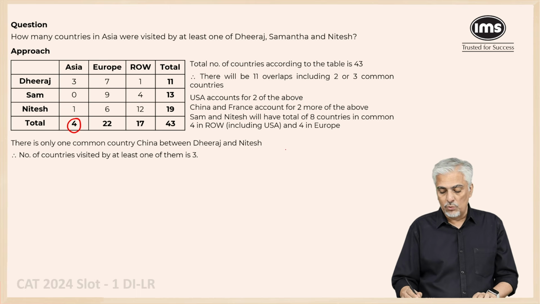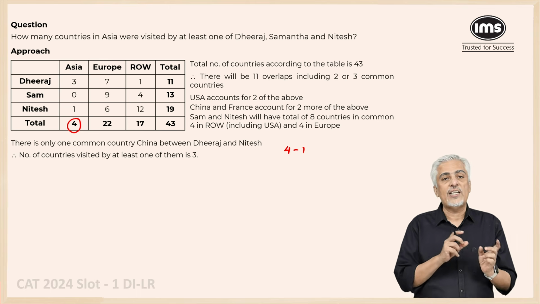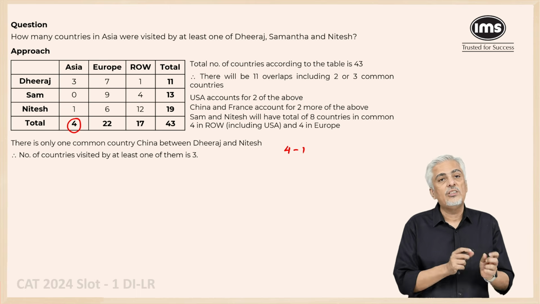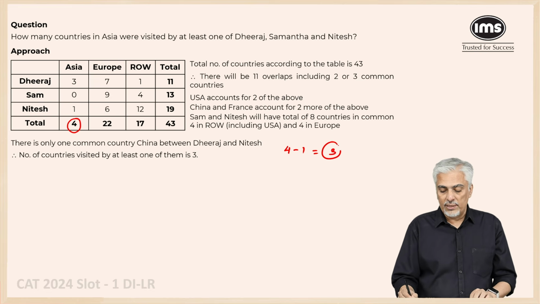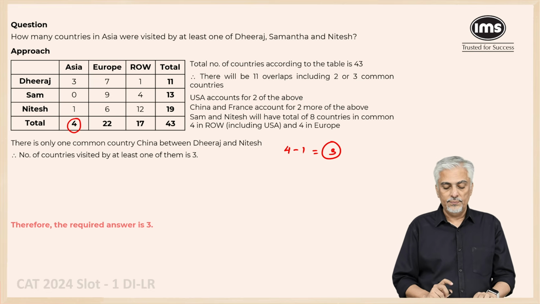So out of this 4, 1 will get subtracted, which is China, because China has been counted 2 times. It has been counted for Dheeraj also, and it has been counted for Nitesh also. And hence, the answer will be 3. Right? That's the first question.